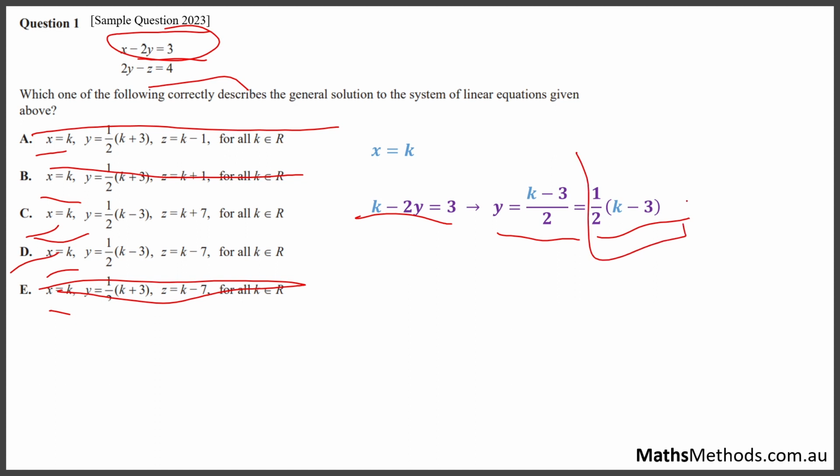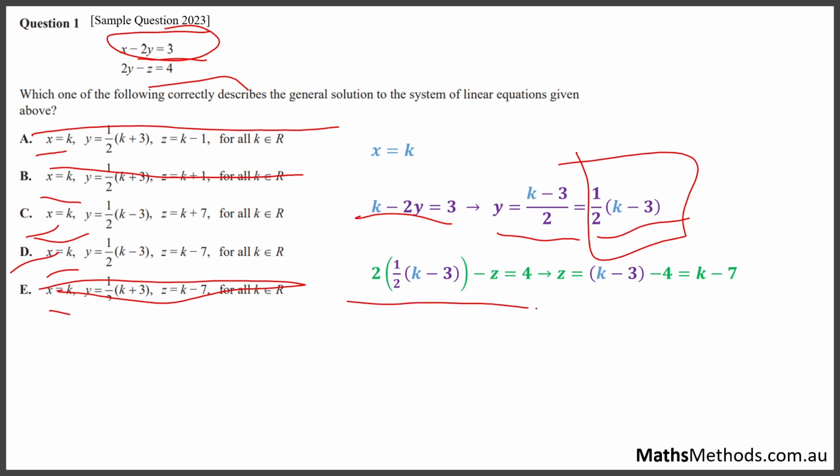So let's try this next equation. So we now know what y is, so we'll sub that in. So 2 times that minus z equals 4. That's just from above. And so if we rearrange in terms of z, we can just minus 4 both sides and plus z from both sides, and we end up with this. And if we look at that, k minus 3 minus 4, minus 3 minus 4 gives us minus 7. So very clearly, it's going to be D.